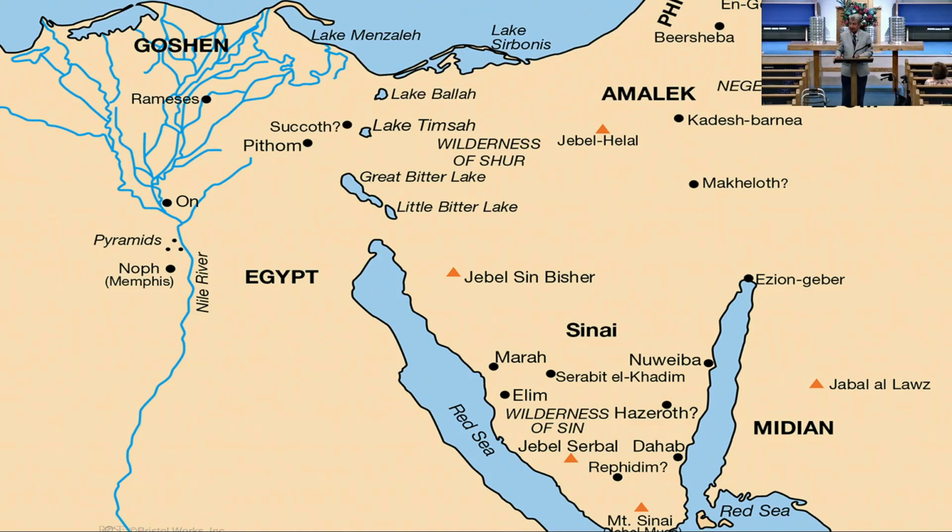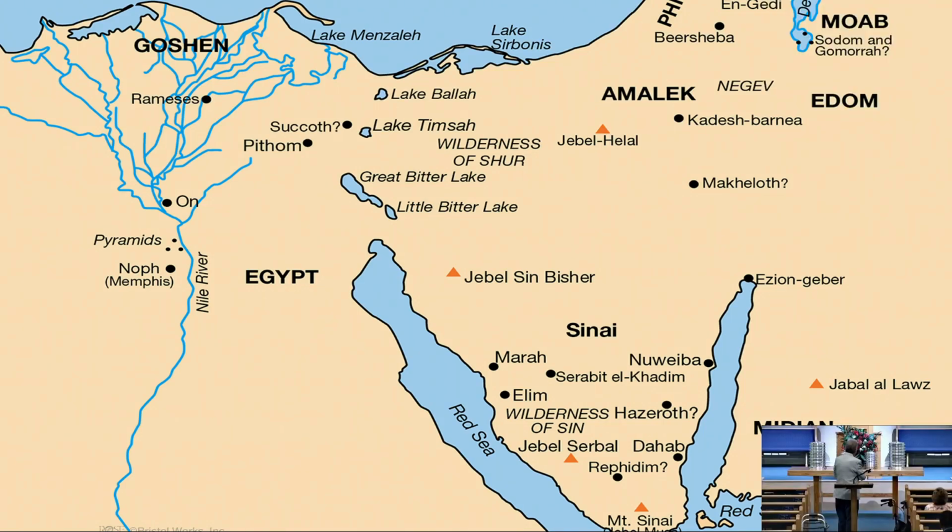When they get to Kadesh Barnea, here's what they want to do. They want to come right over here to get to the Promised Land. Instead of going in this route, they want to go in this way. God now has a plan for them to go in this way. There's a nation there called the Edomites. Edom.